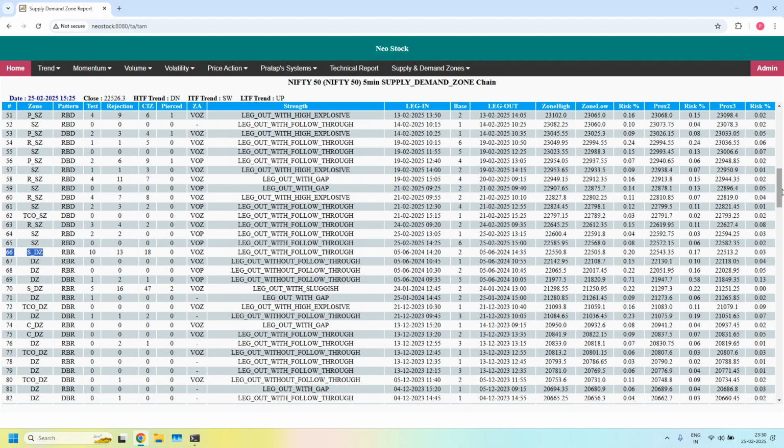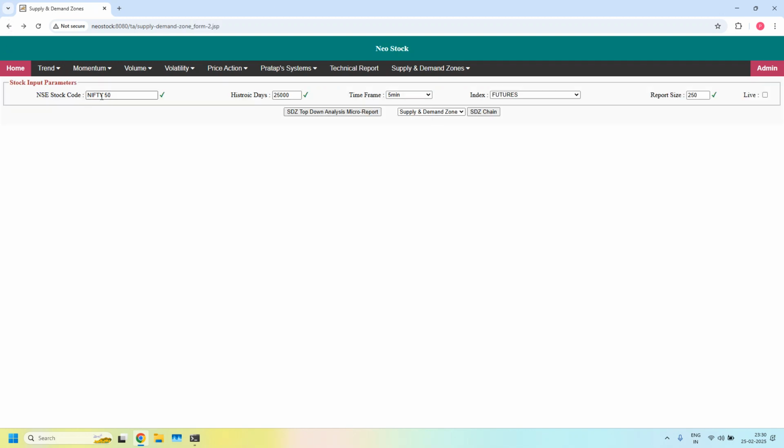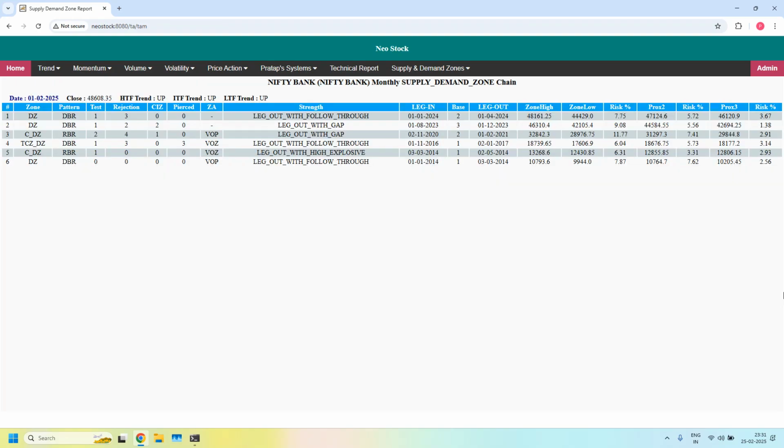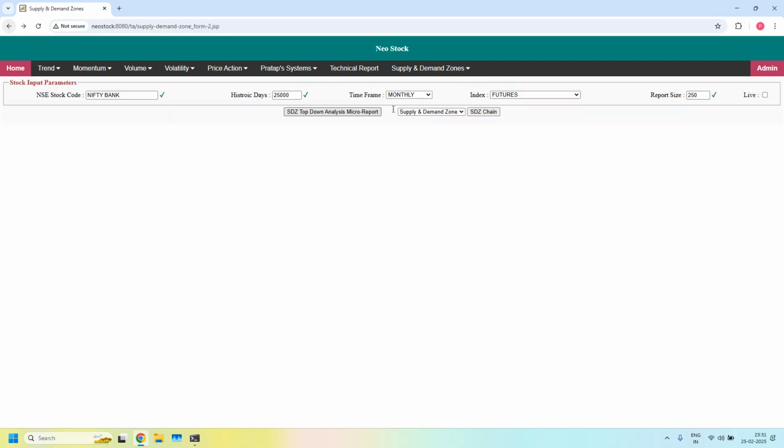So this is about Nifty supply demand zone chain. Next we will look into Bank Nifty supply demand zone chain. That is nothing but Nifty Bank. So generating monthly supply demand zone chain for Bank Nifty. Next, weekly supply demand zone chain for Bank Nifty.